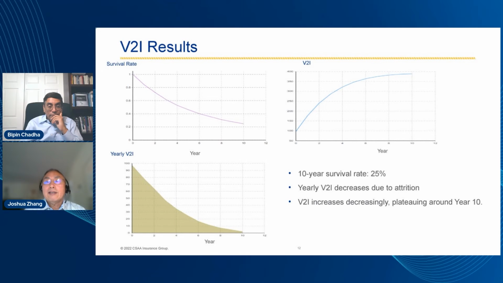So now we can look at V2I results. The survival curve is the same as before. Yearly and cumulative V2I follow the same pattern as V2C. But the yearly V2I drops much faster. You can see here, it drops very fast. And also the cumulative curve plateaus much sooner than for V2C. So why? Because both attrition and discounting drive V2I, that is value to insurer, to be lower for the later years.